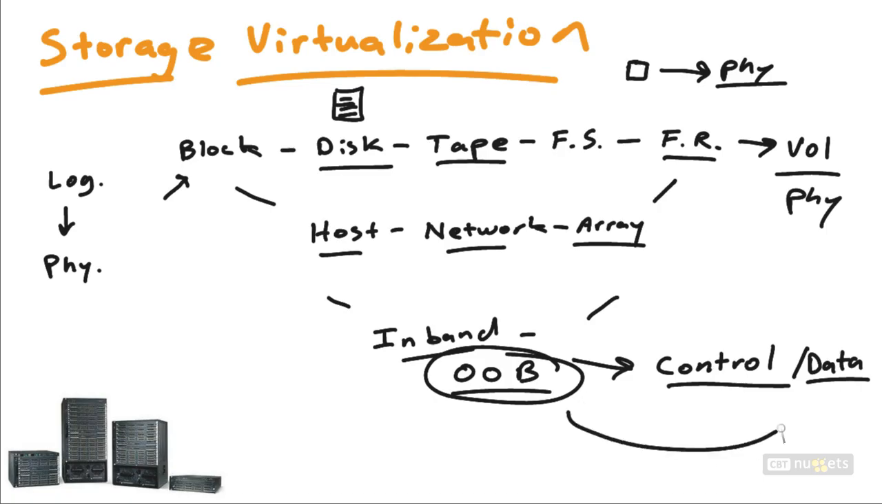So we have the data going across in one channel, and then the control related information that controls the virtualization itself being carried through a separate and independent path. This really helps with bottlenecks that would occur due to the virtualization of storage.